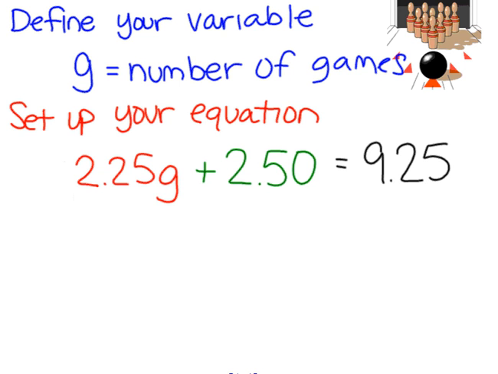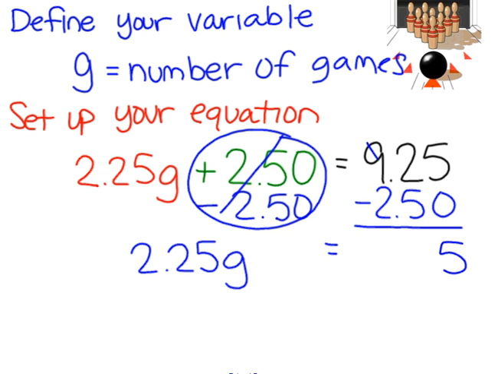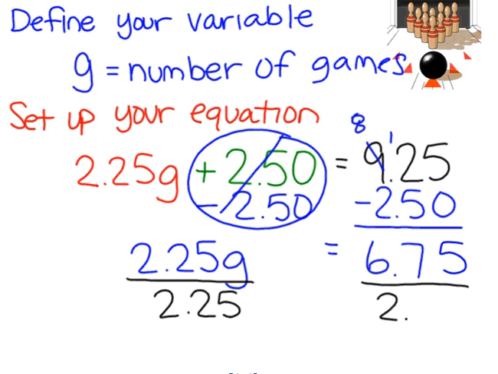So I'll start by canceling out my constant and subtract $2.50 from each side. So this is a zero pair, and I have 2 and 25 hundredths times G equals $6.75. Then just like before, we're going to divide by $2.25 on each side. So on the left-hand side, we're left with just G. And on the right-hand side, we need to do division.